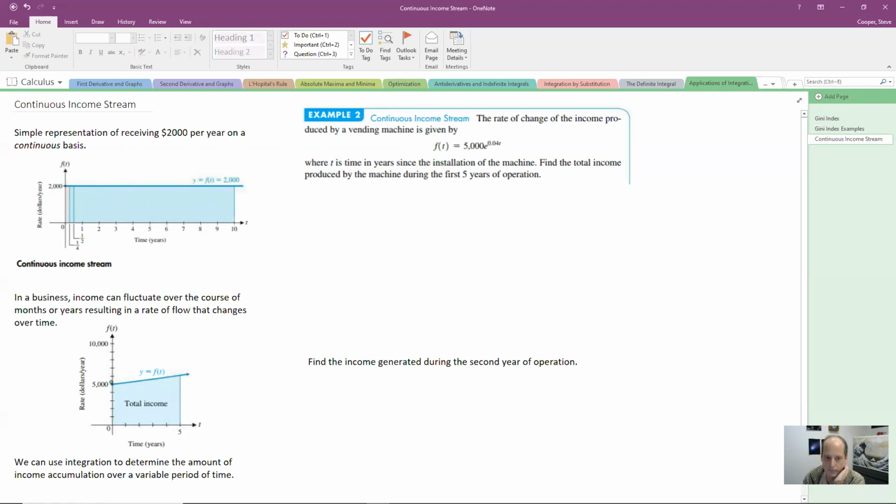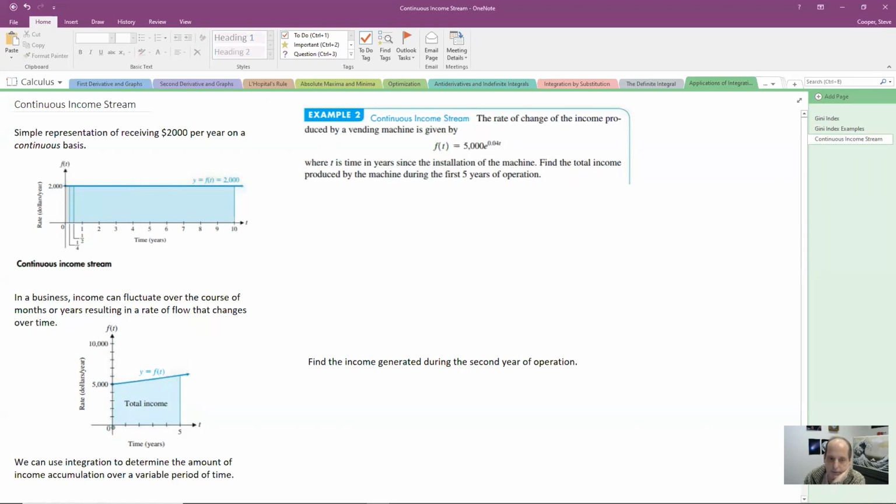So this is not going to be a rectangular calculation, so we know we can find the area under the curve using integration. In a business, income fluctuates over time. You're getting more by the end of this year than by the end of last year. So what we'll do is use the function that matches this as our income, and this allows us to find the total income over any period of time.